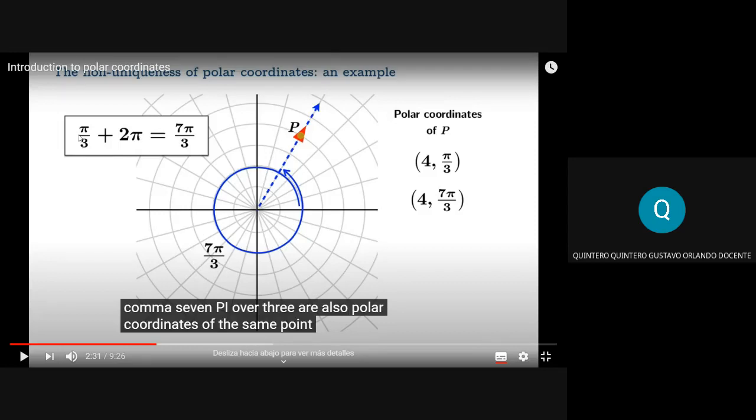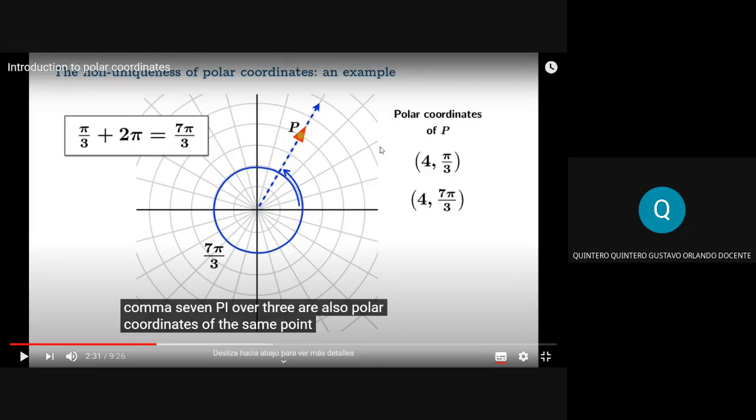This is this circle over here, 7π/3. We just add this regularly, 7π/3. Now, how much is 7π/3 in degrees? Well, this is 60 plus 360, so this is 420 degrees, right? So that means we have 2 ways of describing the same point. We can describe it as (4, 60 degrees) or (4, 420 degrees). And right there, we have 2 ways of naming the same point.